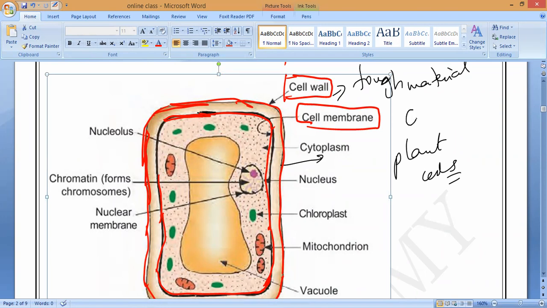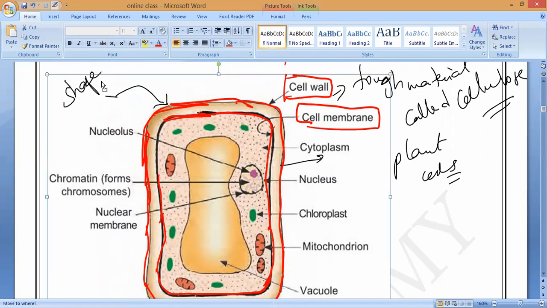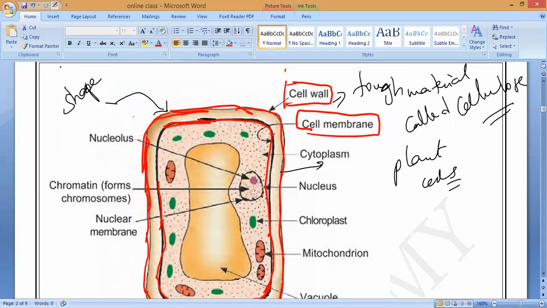Tough material. What should we call this one? It is called cellulose. Please all of you remember this. So, what is the use of the cell wall? It will give the shape, and what else? Two benefits of this one. It will give shape, and it will also help the plant survive in unfavorable conditions.